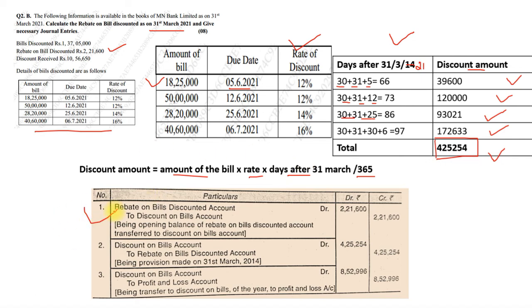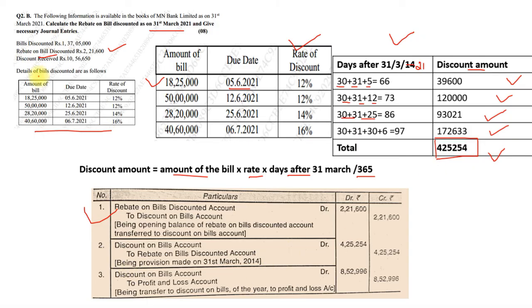First will always be the opening balance of rebate, so that will be rebate on bill discounted to discount on bill account, that is 2,21,600. Second, what we just found, that will be the reverse of this, since this is the current one. It will be discount on bill account to rebate on bill discounted, which is 4,25,254. And the last, where we have to transfer it.